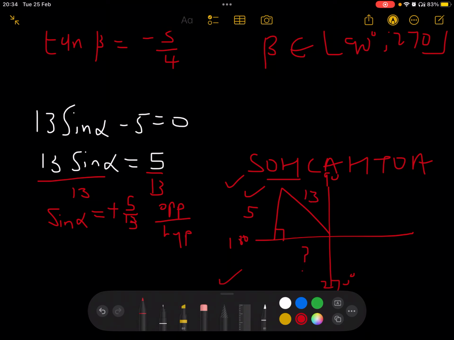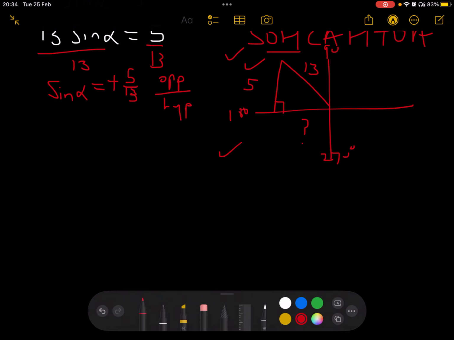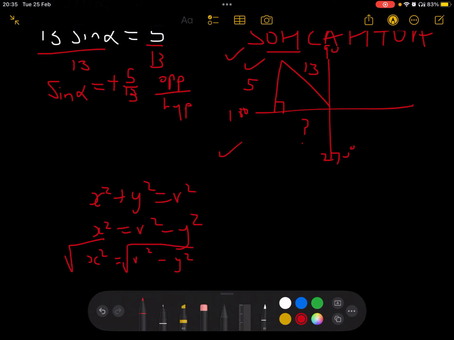Now we're left with one unknown. How do we get that unknown? Using Pythagoras theorem, x squared plus y squared equals r squared. We're looking for x squared, which is equal to r squared minus y squared. This can be taken under the square root, and once we take a square root, the answer is going to be plus or minus the square root of r squared minus y squared.